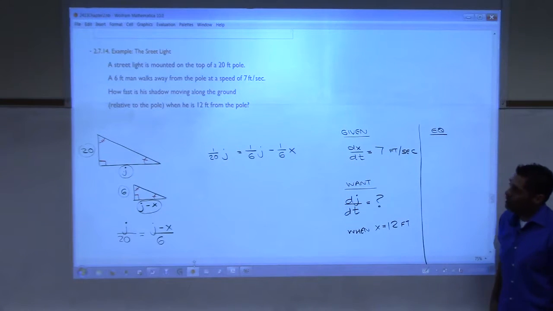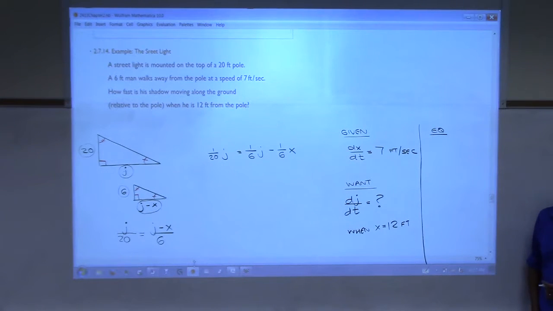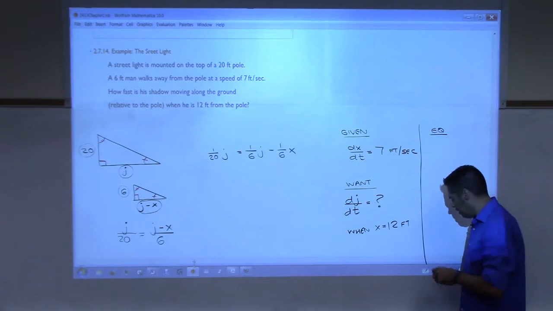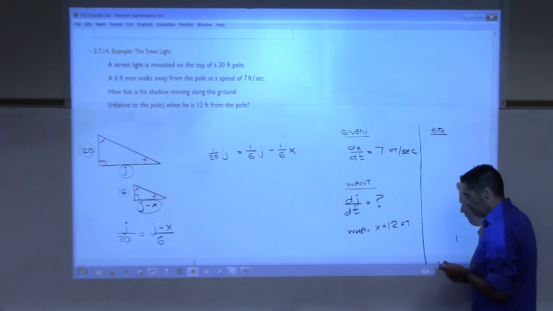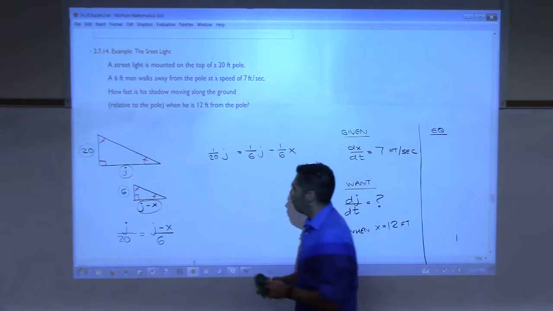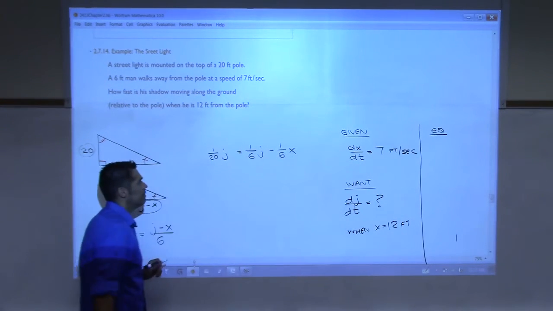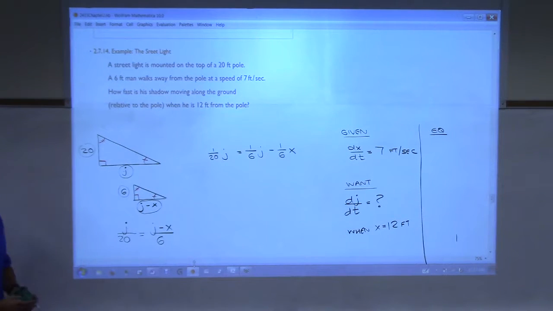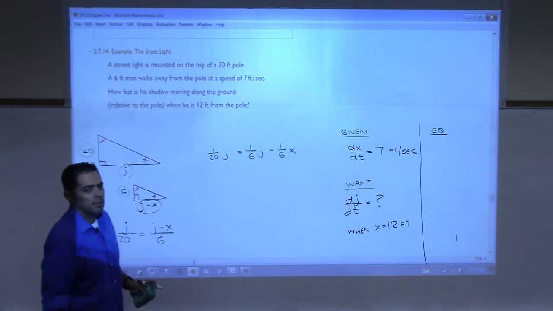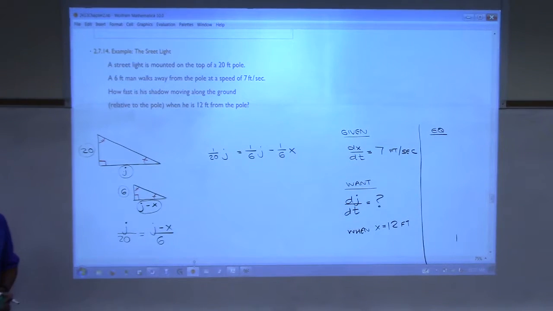And now, I want to clear the fractions. I don't know about you, but I'd prefer to not have any fractions. So if you have an equation, can you multiply both sides by something so that the denominator goes away? Can anyone think of a common multiple of 20 and 6? A common multiple, not divisor. 60? Everyone agree? 60 is a common multiple of 20 and 6?